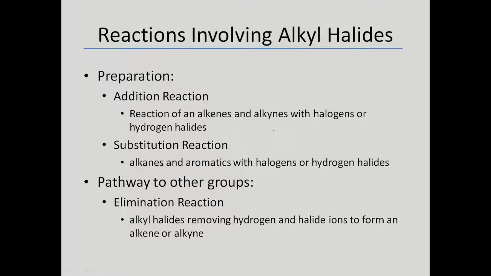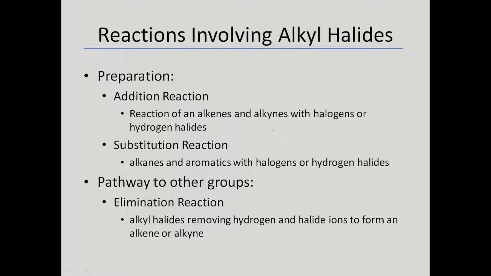Okay, now my alkyl halides can be involved in a number of reactions. First of all, for preparation, as we've already talked about, they can be made through two types of reactions. The first is an addition reaction, where we add a halogen or a hydrohalide to an alkene or an alkyne, as we've just talked about in another video. Or we can do it through substitution. In this case, I take my alkane and replace one of the hydrogens with a halogen.